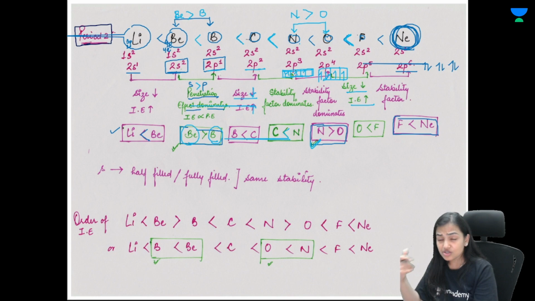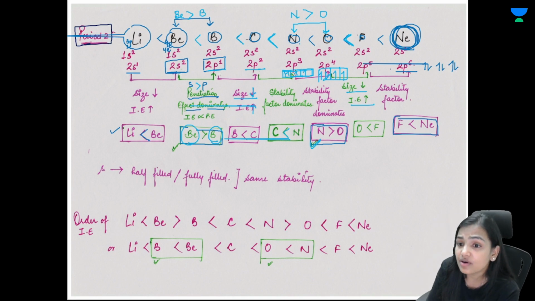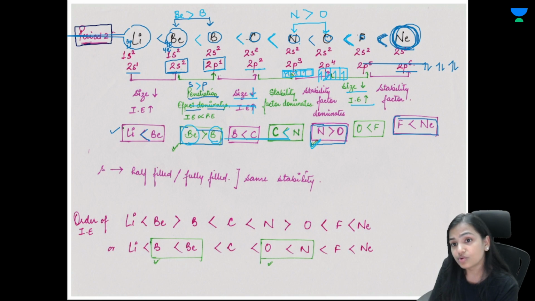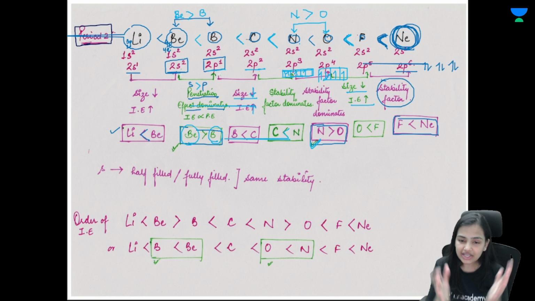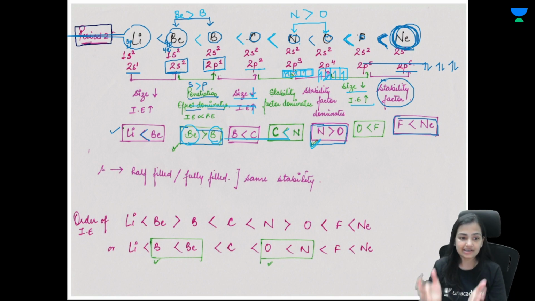So here the highest amount of ionization energy is required. We could say more. So don't go over its size. Here, which factor dominates? Here the stability factor dominates. So basically, whenever we get a question, we have to compare it thoroughly.